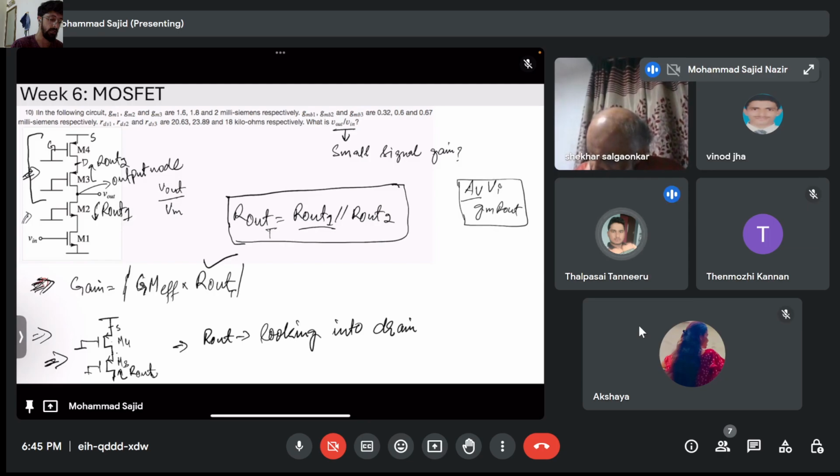In this case, we find out Rout through this R method. Rout we found. Now we will just directly find the GM effective.